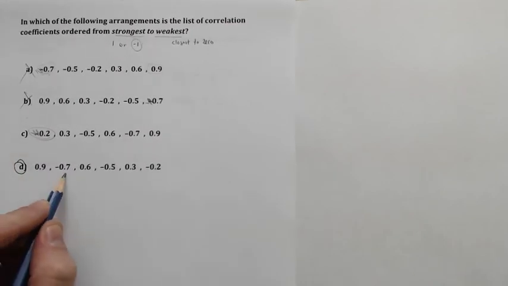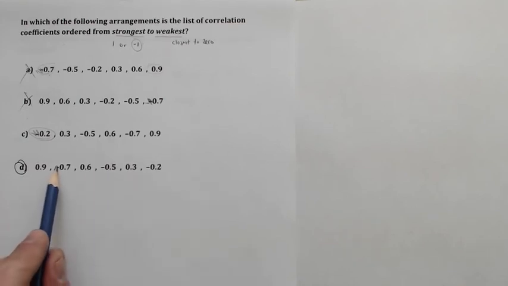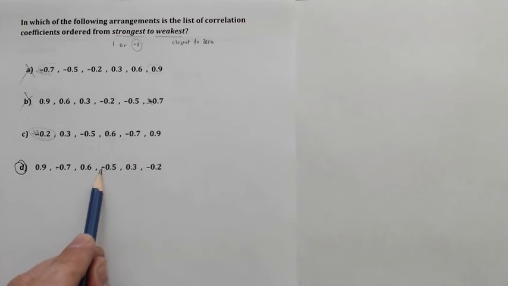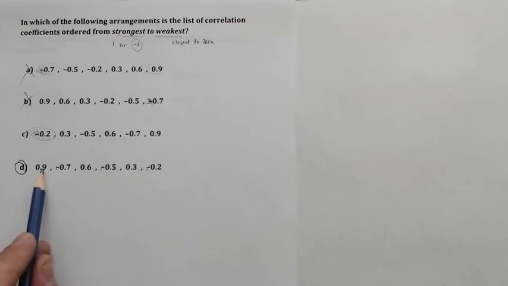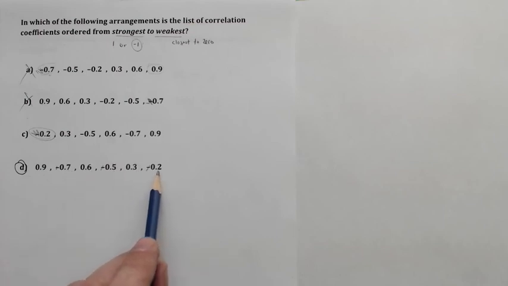0.9, negative 0.7, 0.6, negative 0.5, 0.3, and negative 0.2. Again, if you ignore those signs, if you just get rid of those, you can see that that's closest to the number 1, next closest to the number 1, and all the way down it goes until it approaches 0. And that's the easiest way to take a look at arranging correlation coefficients.